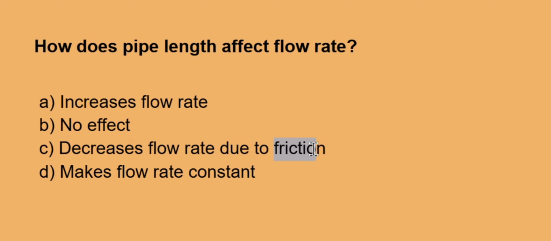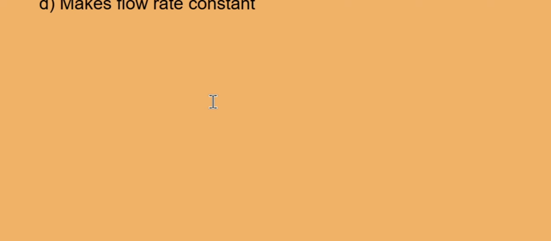So friction is basically two things rubbing up against each other. In this case, it's the water rubbing up against the inside walls of the pipe. That happening alone, regardless of the length of the pipe, is causing friction. So the longer the pipe run, the more friction there's going to be.